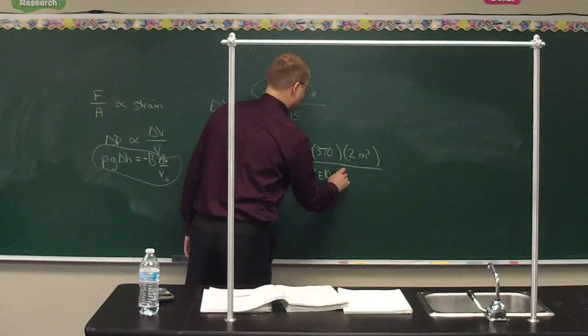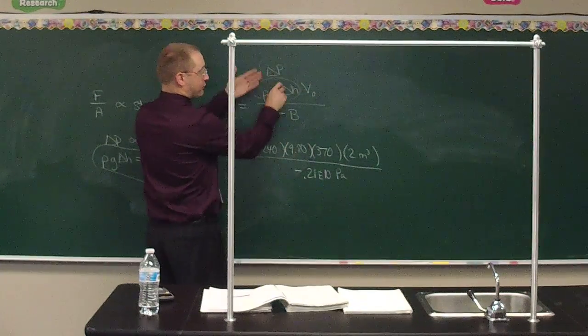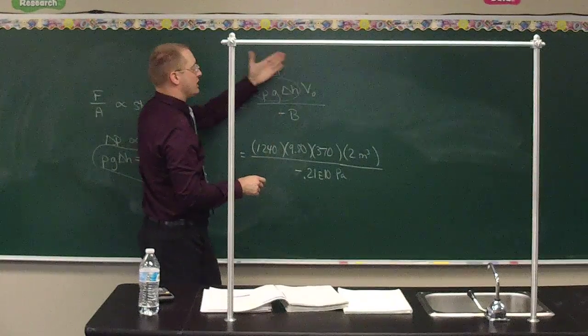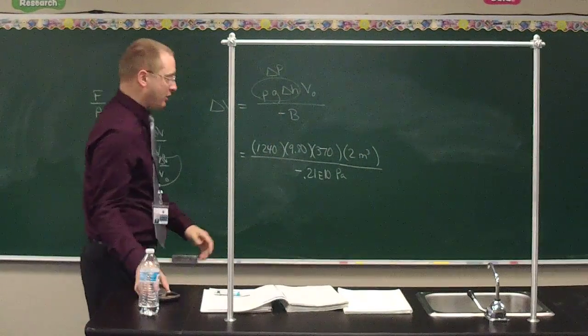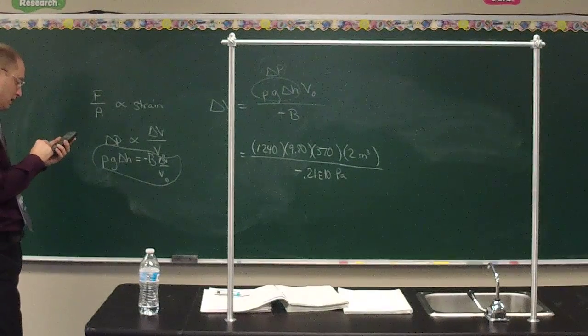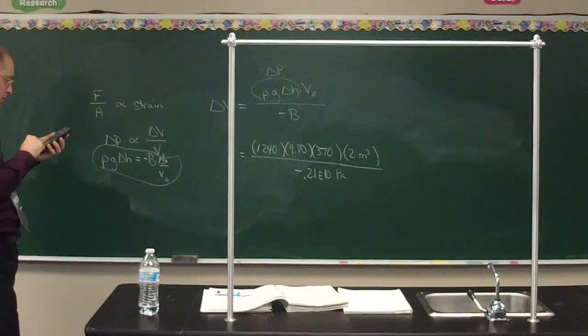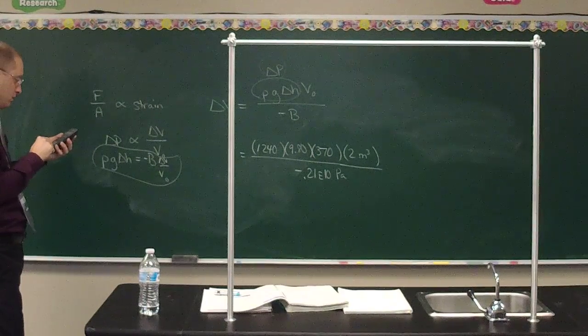0.21 E10 pascals. By the way, note that the pascals in the bulk modulus cancel with the pascals from the pressure. So whatever the units are here, will be here. Go ahead and plug that into the calculator. We drag this 2 cubic meter water balloon to the bottom of the Dead Sea. What will be the change in volume?